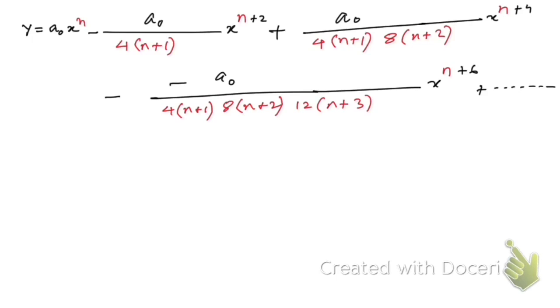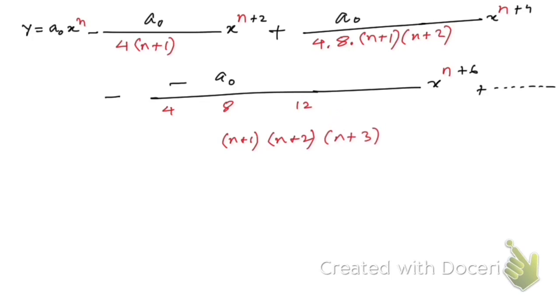Now let me rearrange these terms. Let me write the 8 first. So 4 into 8 into that. That's how we write this. Now let me rearrange these two.